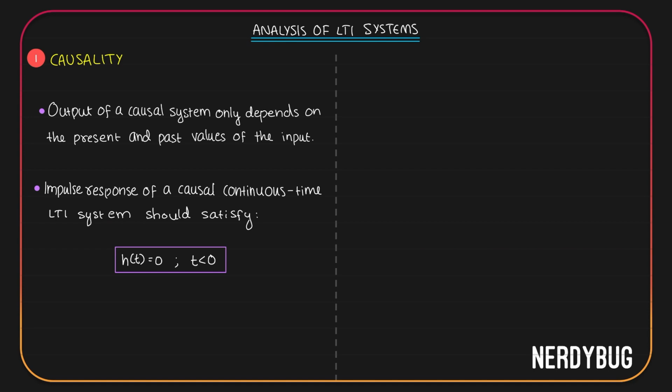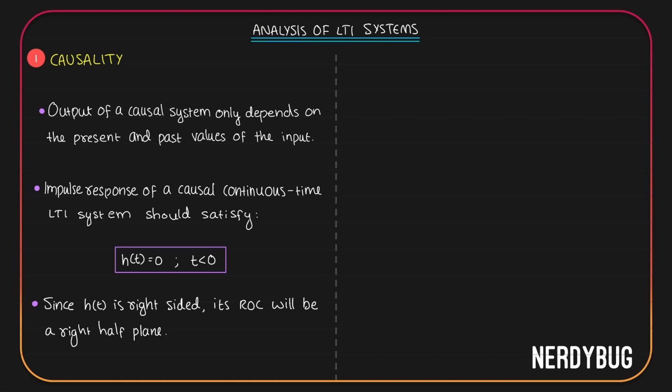We have also learned before that the impulse response of a causal continuous time system should satisfy the condition that h of t is equal to 0 for t less than 0. That is, h of t can only have non-zero values when t is greater than or equal to 0, which means for a causal LTI system, h of t has to be a right-sided signal. And we know for a right-sided signal, the ROC of its Laplace transform will be a right half plane. It is going to be towards the right of the rightmost pole.